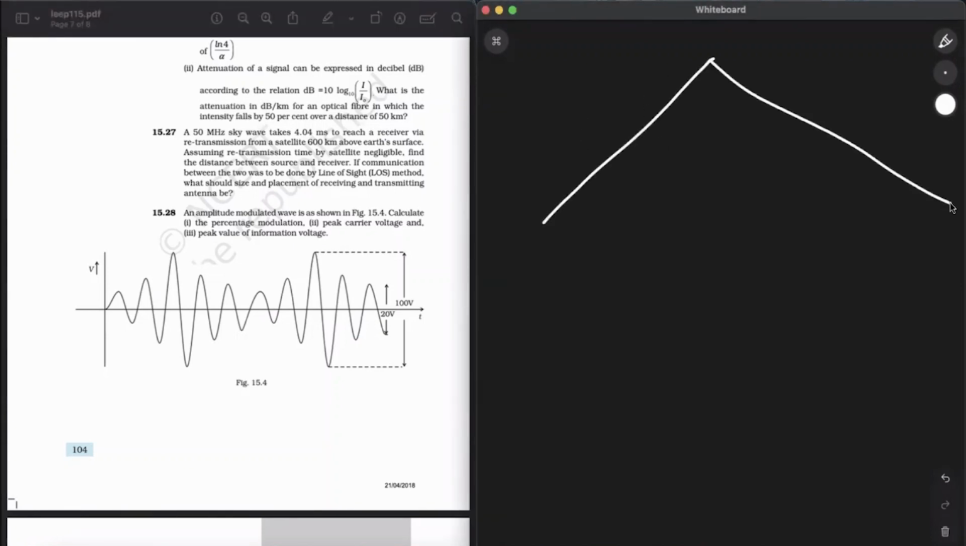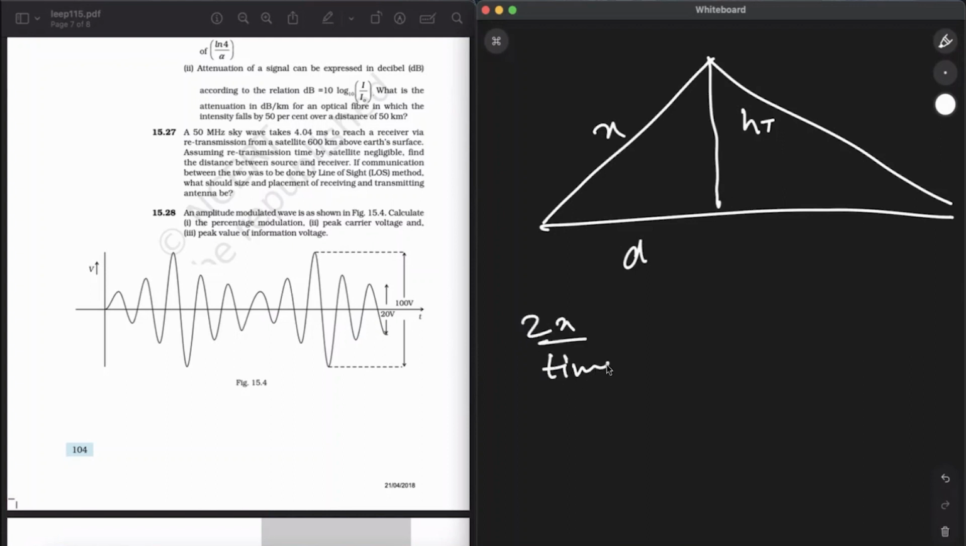This is the transmission height. This is the height of the tire, HT. This is the X and this is the T. Okay. Twice x upon time, the distance traveled to and fro, is equal to velocity. We know the velocity already.